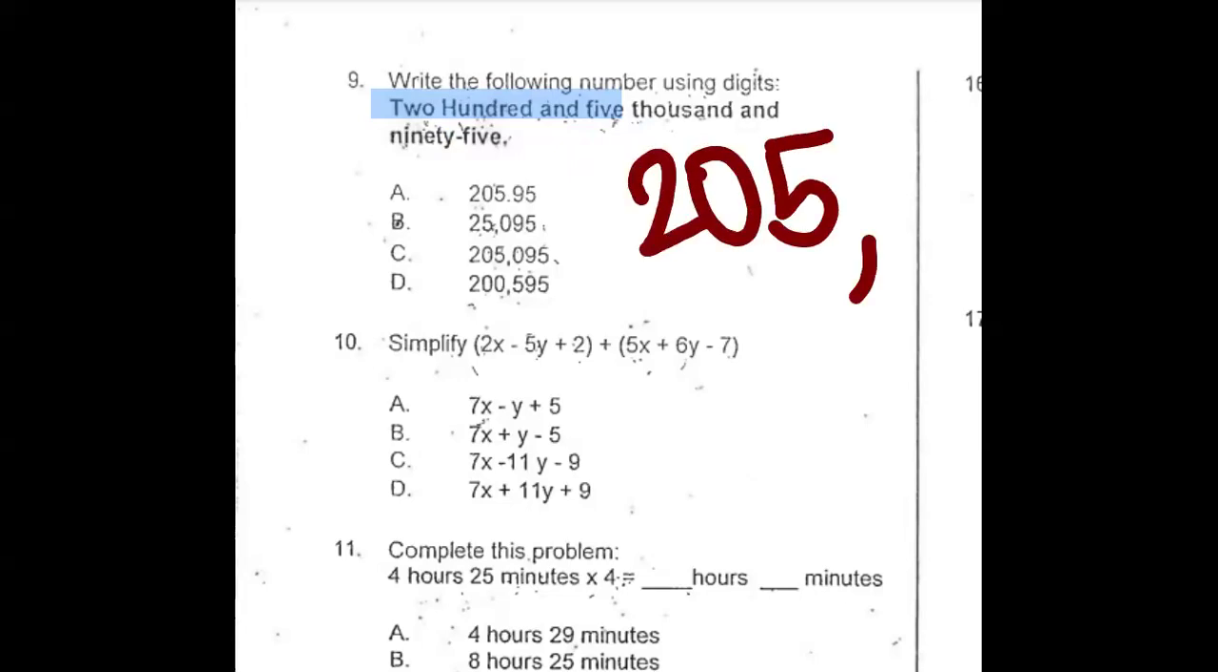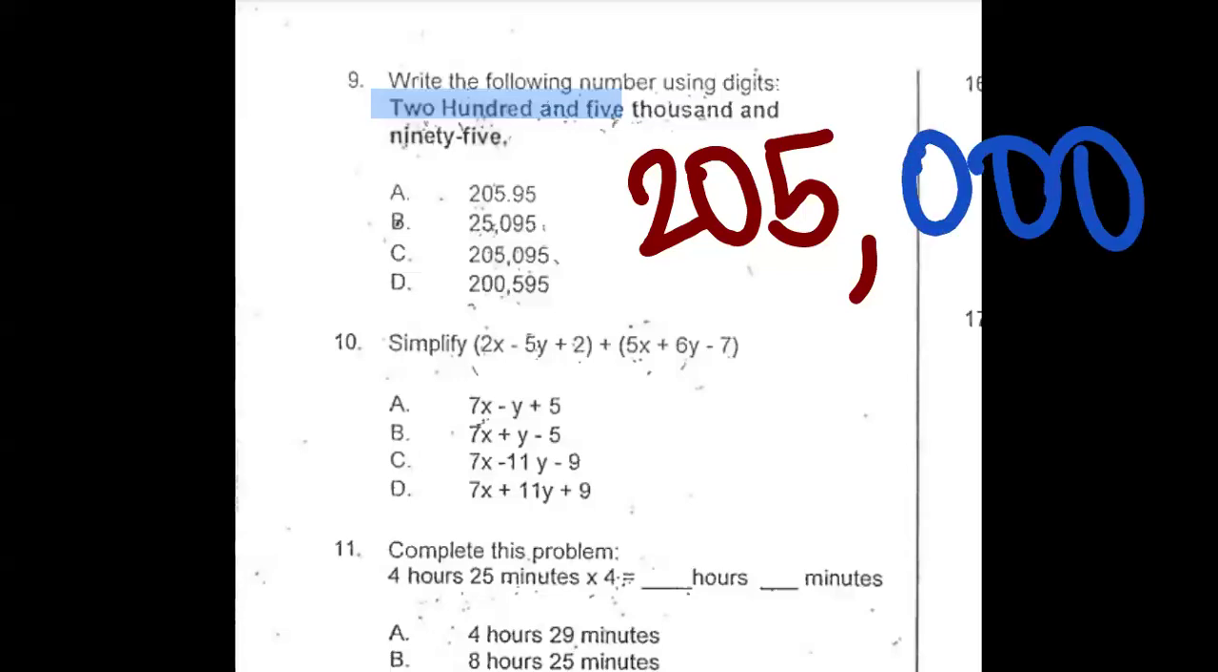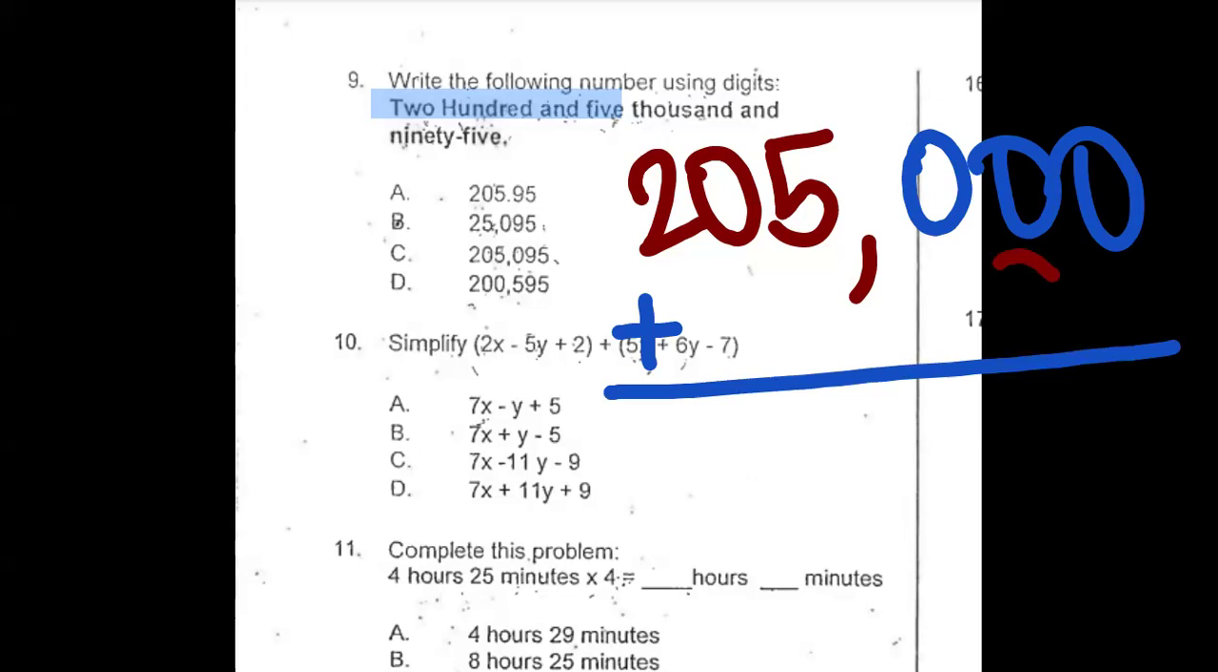205,000. All right, so my trick behind that is to focus on what's in front of the 1,000. What's in front of the 1,000 is 205, right? So what I would do is write 205, and obviously if it's in the thousands, you put 3 zeros behind that. Now, if you're saying and 95, then you're going to write 95 under this. And then you just go add the two of them.